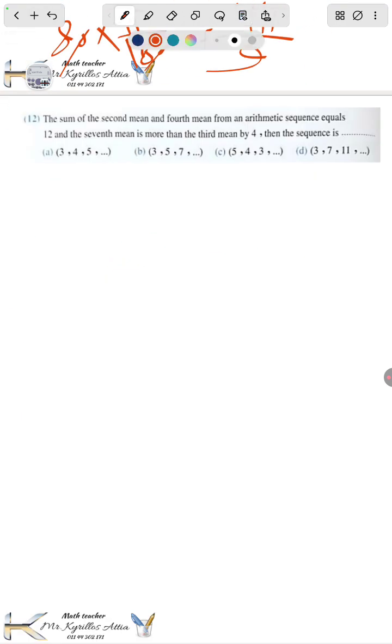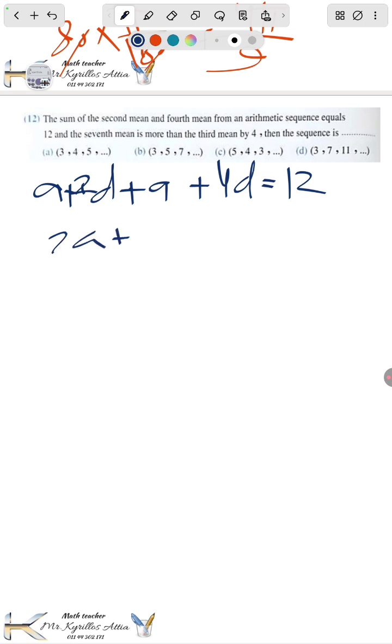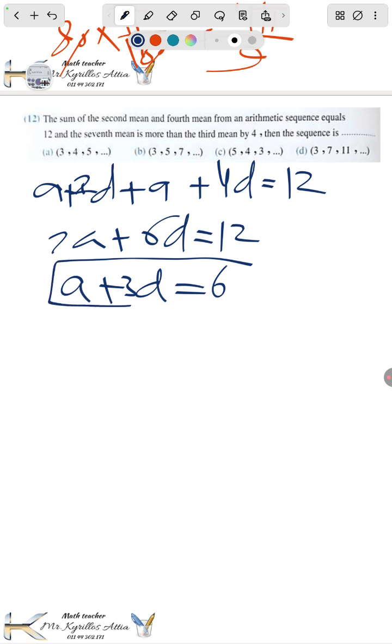The sum of the second term and fourth term. The second term will be a plus 2d, plus the fourth term will be a plus 4d, is equal to 12. A plus a is 2a, 2d and 4d is 6d, equals 12. Divide by 2, it will be a plus 3d equals 12 divided by 2 equals 6. This is the first equation.